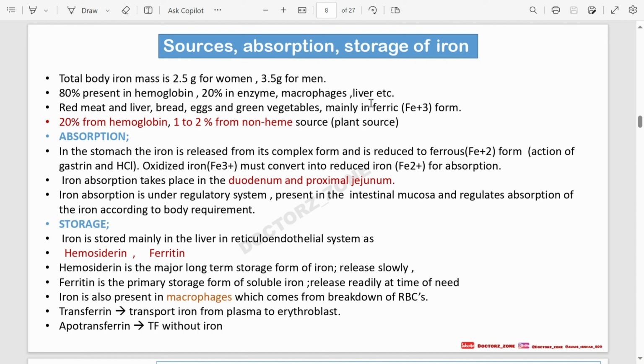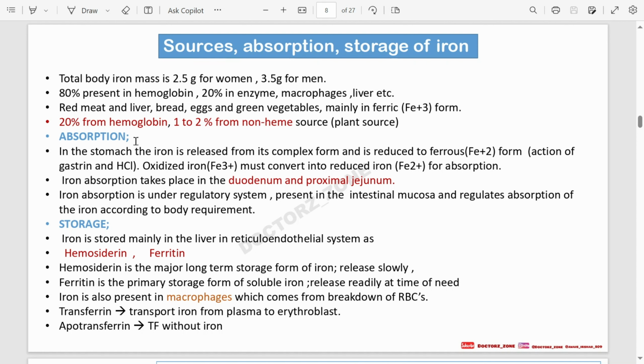and in the liver. Red meat, liver, bread, eggs, green vegetables are the sources of iron, and iron in the green vegetables is present in the form of the ferric. 20% of iron we get from the heme source, which comes from the red meat and the liver, and 1 to 2% we get from the non-heme source, which comes from the plant source.